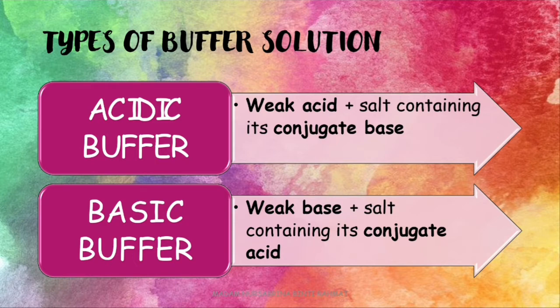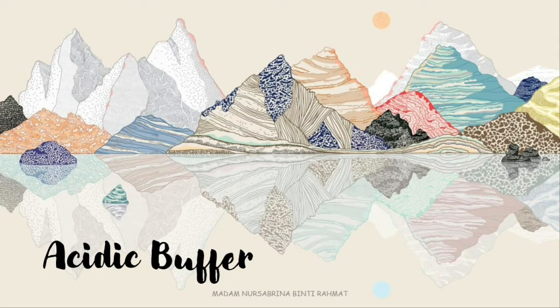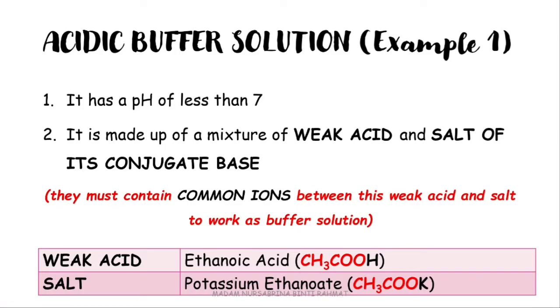Let's now talk about the acidic buffer. The term acidic means it's made up of an acid with its opposite component, the conjugate base. Your acidic buffer must have a pH less than 7. It's made up of a weak acid and a salt of its conjugate base. The first example is ethanoic acid and potassium ethanoate.